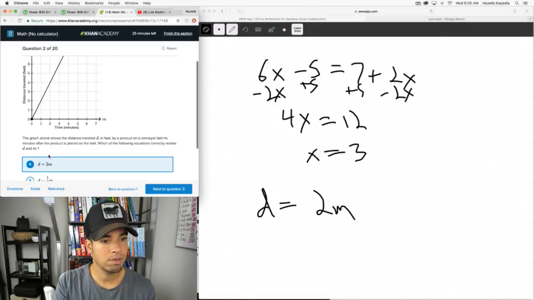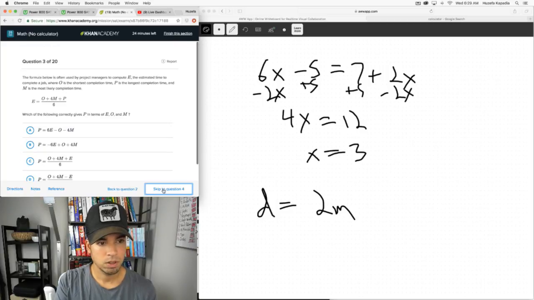And if you're not sure, you can plug in values. Like, if we plug in 2 for m, we should get 4 for d, right? 2 for m, and we're at 4. If we plug in 1, we should get 2. 1, 2. So it works.